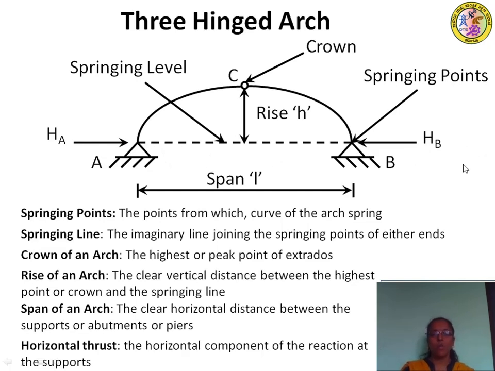The horizontal component of the reaction at the supports is called horizontal thrust. So this is about a three-hinged arch with its different elements. If you know what you mean by rise, span, crown, like that, then we can apply it to the analysis of arches. Next we will take a look at the different conditions of equilibrium that we are going to apply.